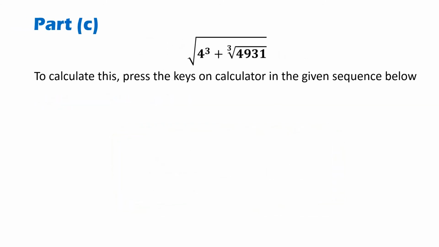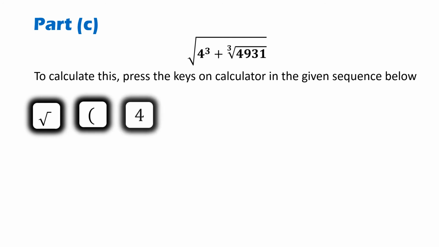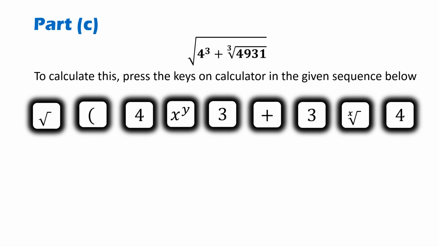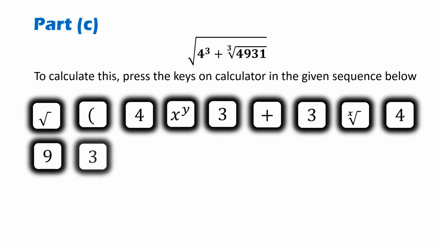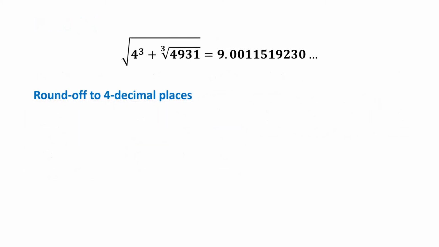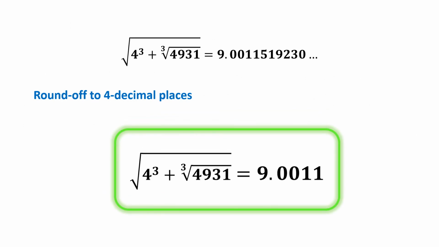1.0024. Part C. To calculate this, press the keys on the calculator in the given sequence below. Square root, bracket open, 4, power, 3, add, 3, x root, 4, 9, 3, 1, bracket close, equals. So after rounding off to 4 decimal places the required answer is 9.0011.